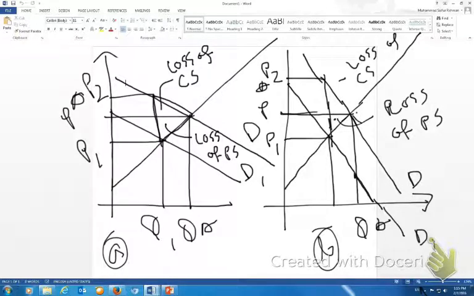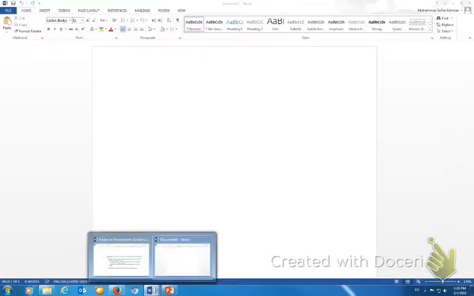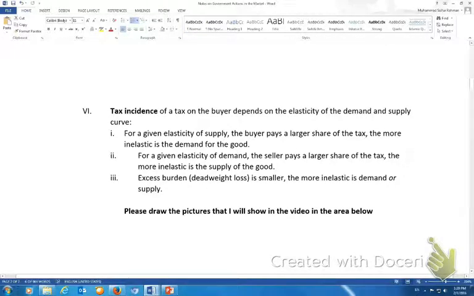Okay. And in that case, the loss in consumer surplus by the consumer, which is the upper triangle, is larger than the loss of the producer surplus, which is the lower triangle. So what we have just done, from A to B, is make our demand more inelastic, and as a result our buyer seems to be bearing more of the excess burden of tax. Now this is consistent with what we saw in the first statement.